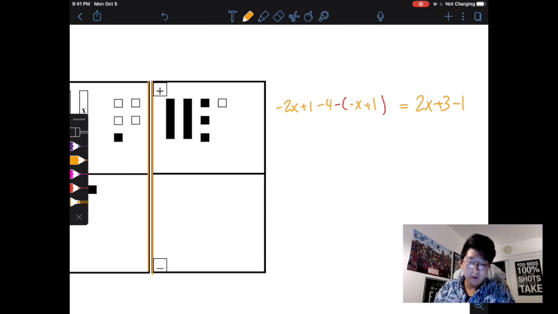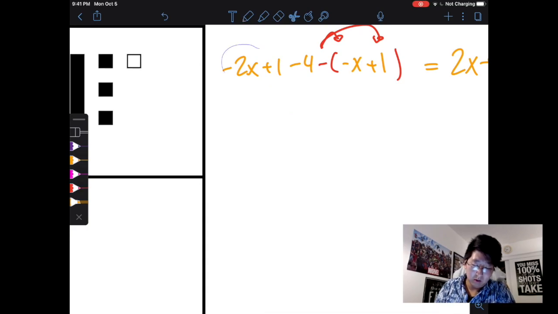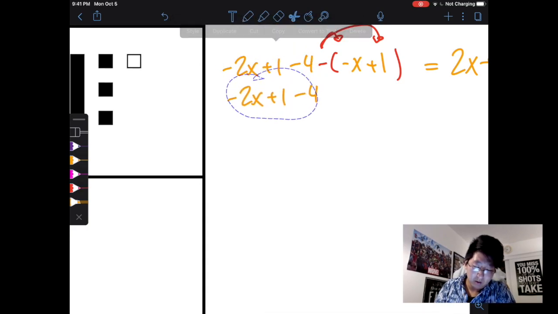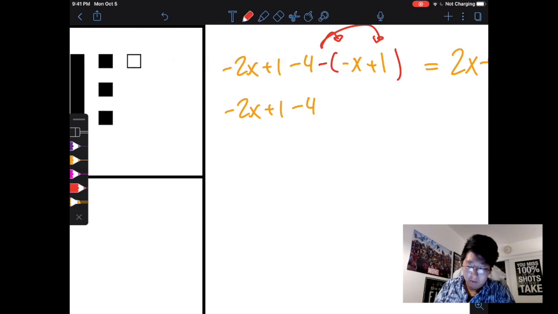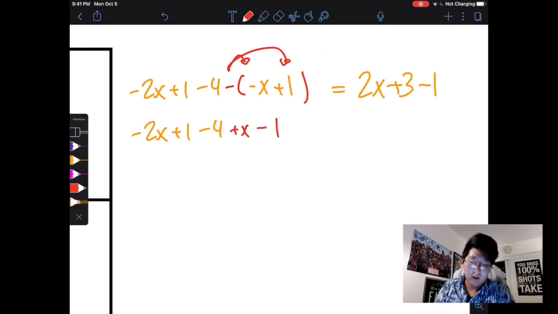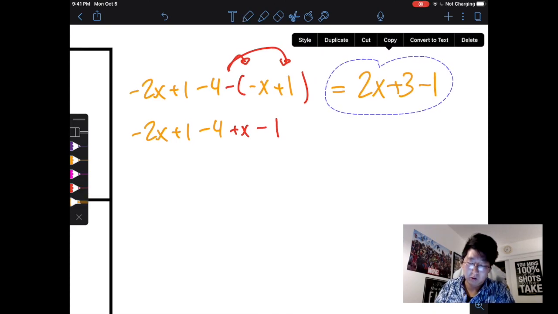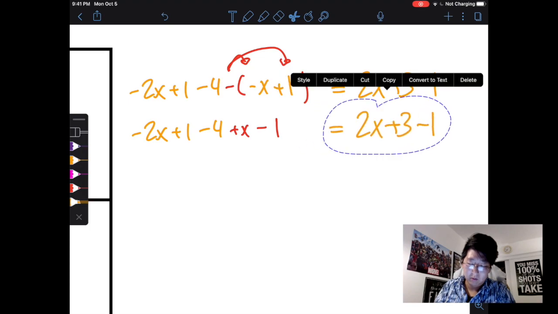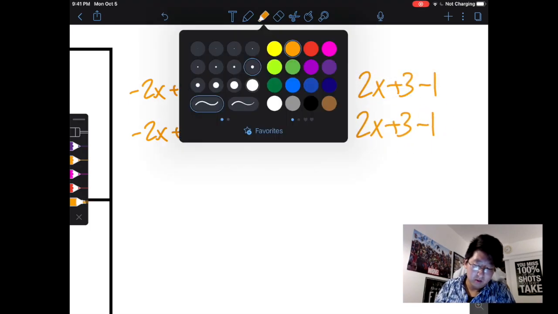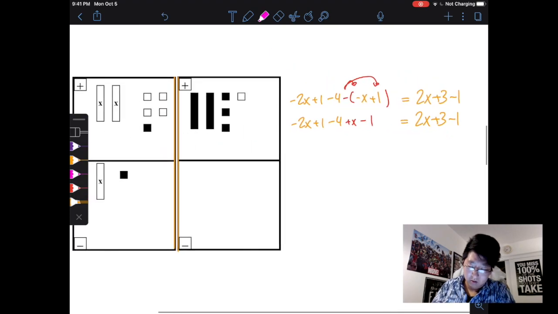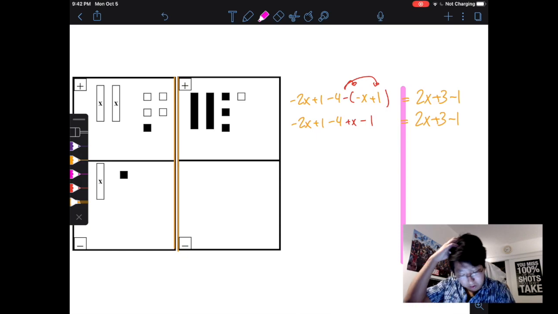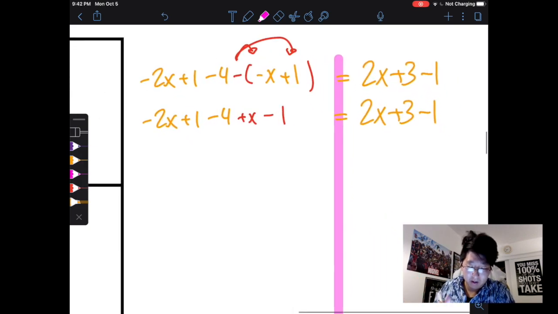Alright, so first thing we're going to do, distribute. We'll wind up with negative 2x plus 1 minus 4. But once we distribute, we're going to have plus x minus 1. And on the right side, nothing changed. So I'm just going to duplicate this. Remember, the left side equals the right side. So the first step was to distribute. The second step is combine like terms.